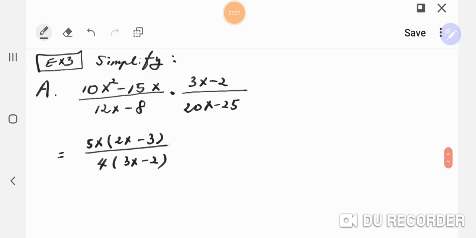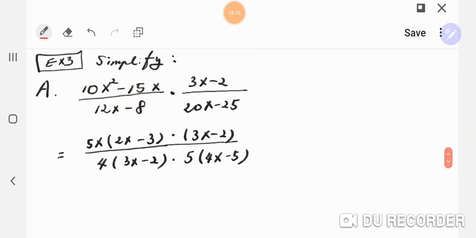Okay, why don't we extend this? Extend it. So we can write another product from the numerator. The numerator 3x minus 2 has no common factor, so this whole numerator is one big factor. And from the denominator, 20x minus 25, the common factor is 5, so factor out 5, then 4x minus 5. All right, the next.